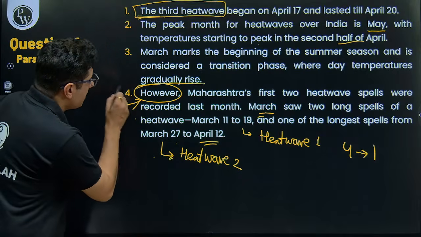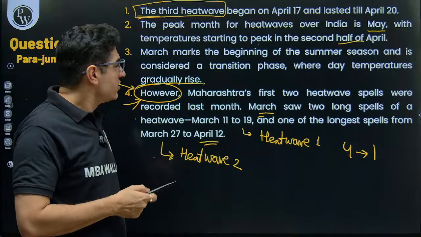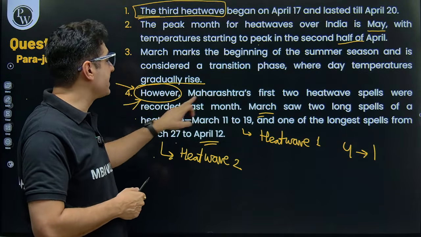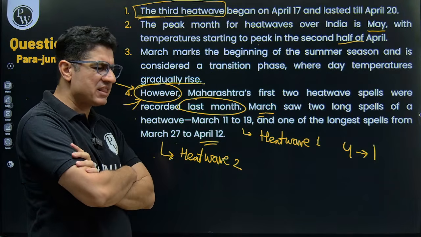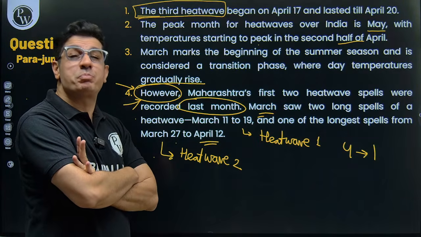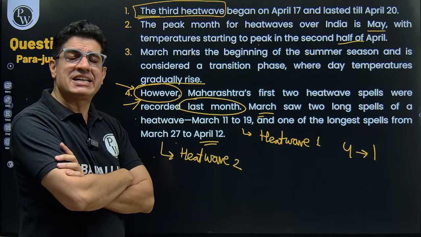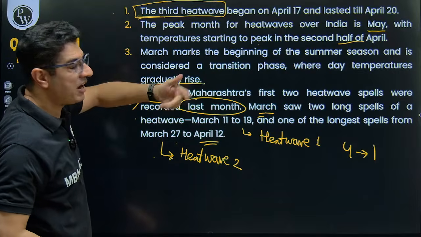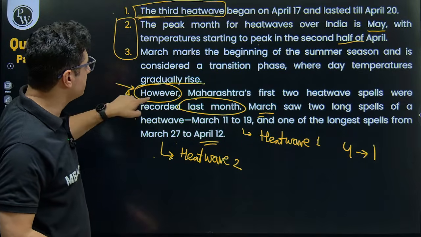Now when we start with however, we put in a contrast. So if we are saying however Maharashtra's first two heat wave spells were recorded last month, in a sentence before that we should say that we did not expect those heat waves to happen last month. So which sentence tells you out of the other 3? And 1 is anyway after, so it cannot come before. So between 2 and 3, which sentence justifies the however?